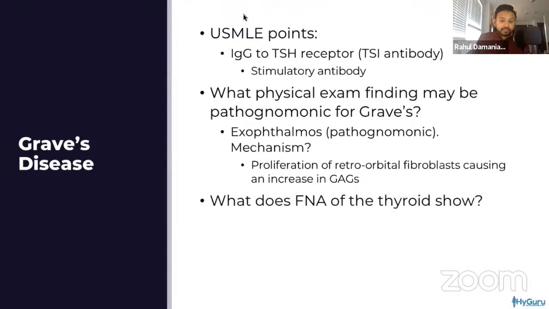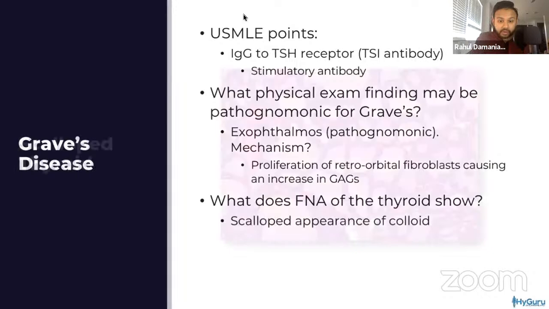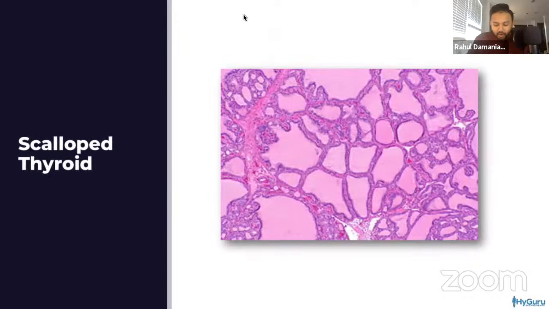So what does the fine needle aspiration of the thyroid show? And in Graves' disease, it is going to be that scalloped appearance of the colloid. And so this is very characteristic of what you may see. Remember that the thyroid follicles should kind of look like this, in which they are going to be very circular. However, in this red color, you notice that the patient has the scalloped appearance. And that is basically a telltale sign that, oh man, I'm taking thyroid from the follicle and then secreting, taking thyroid, then secreting, taking thyroid, and then secreting. And that's characteristic of Graves' disease.